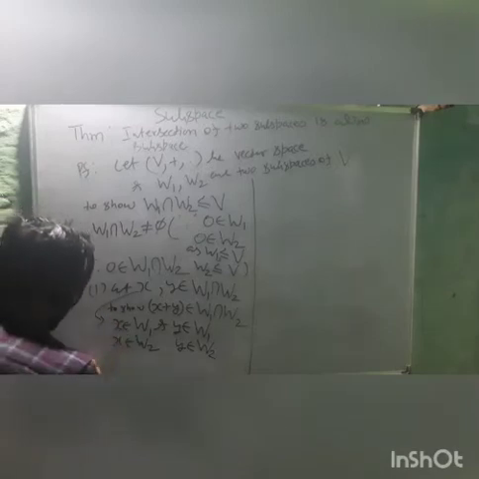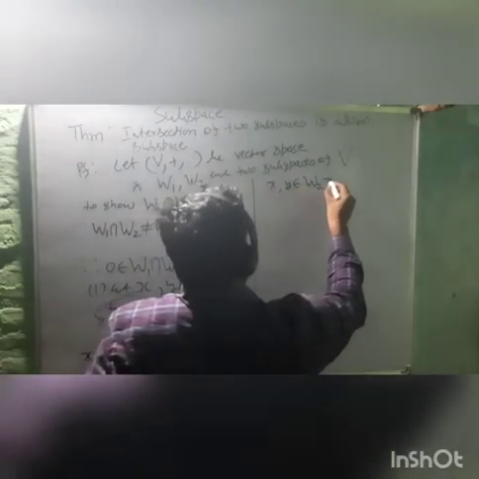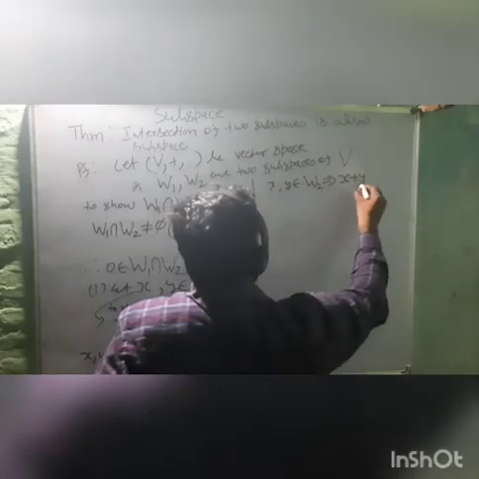Why so? x, y belong to W1 implies x plus y belongs to W1, because W1 is a subspace of V, so the closure property holds in W1. Similarly, x and y both are in W2, so this implies x plus y belongs to W2. Again the same reason: W2 is a subspace of V.